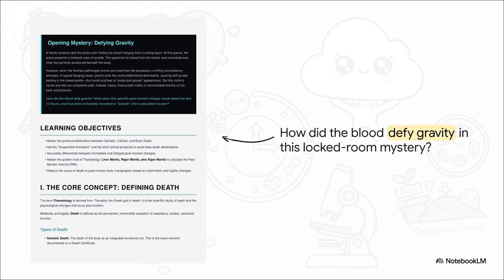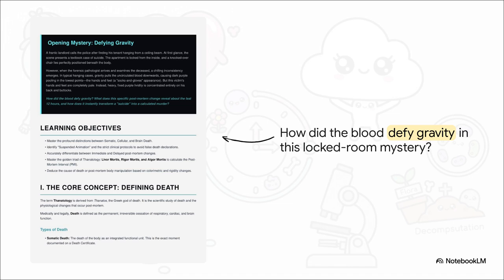Picture this. You're called to an apartment. A frantic landlord has found his tenant hanging from a ceiling beam. The apartment is locked completely from the inside, a knocked-over chair is perfectly positioned beneath the body, and at first glance, it looks like a textbook suicide. But as you step closer to examine the deceased, you notice a chilling inconsistency.